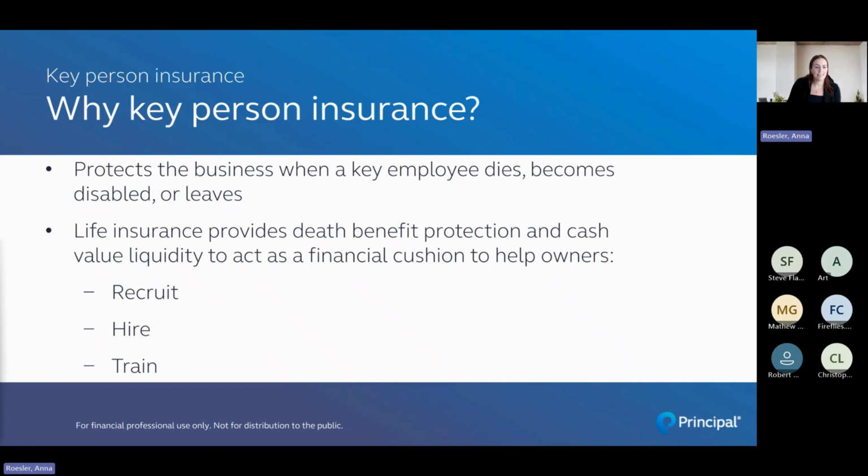Why would a business need this type of insurance? It helps to protect them when a key employee dies, becomes disabled, or leaves the company. By using life insurance for key person, there's the death benefit protection and potential cash value liquidity for a financial cushion to help the owners in case they want to recruit a new employee, to help hire, and to help train.